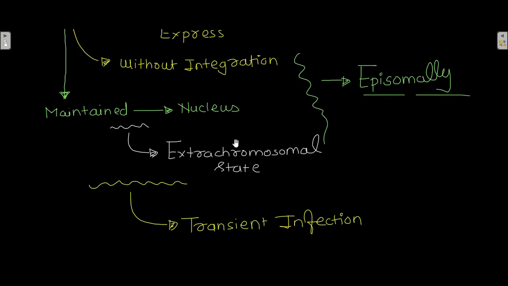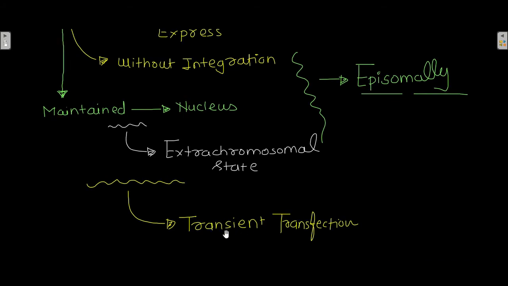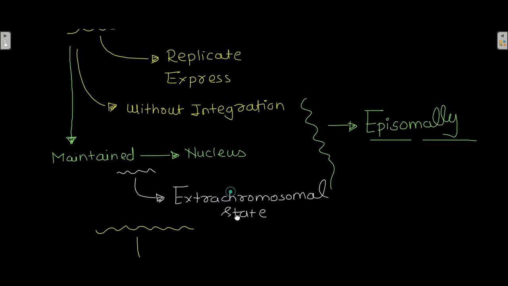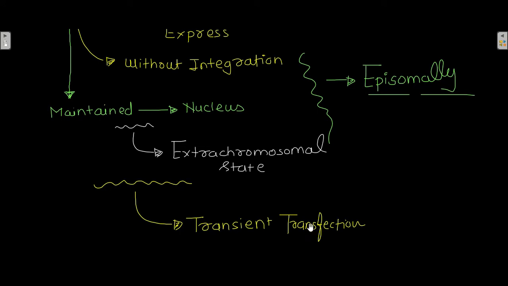And this kind of transfection is known as transient transfection. What is transient transfection? In this phenomenon, the DNA which is introduced in the cells does not integrate with the chromosome of that particular cell. It is maintained in the nucleus in the extrachromosomal state, and that is how it replicates and expresses. This is what transient transfection is all about.